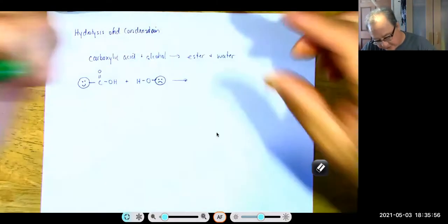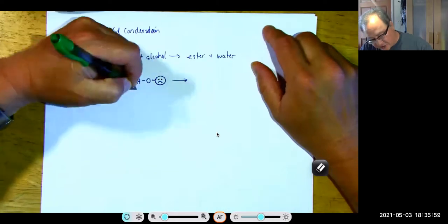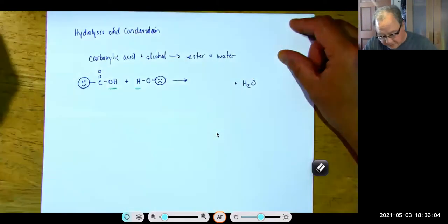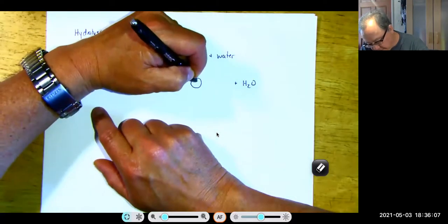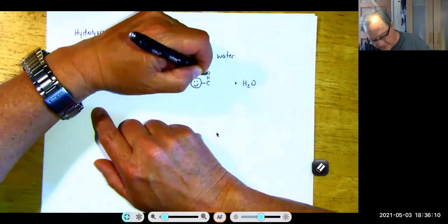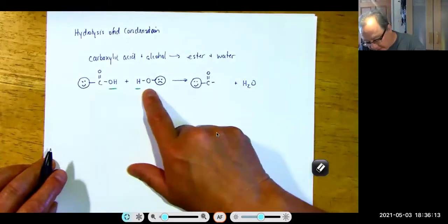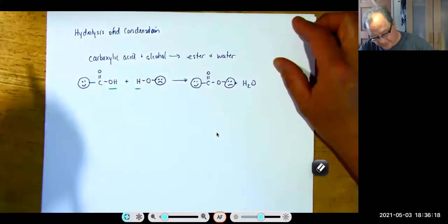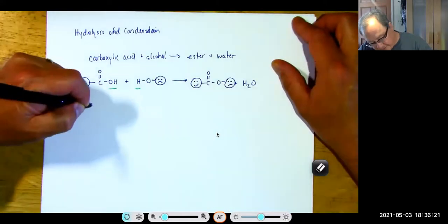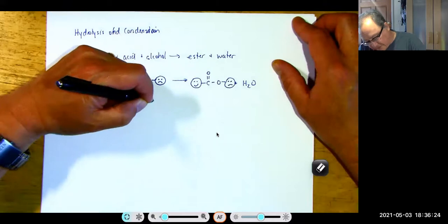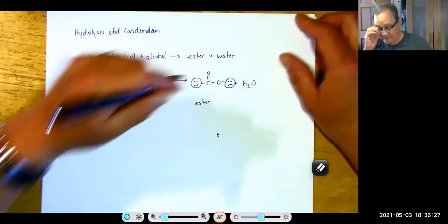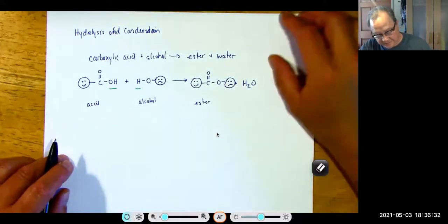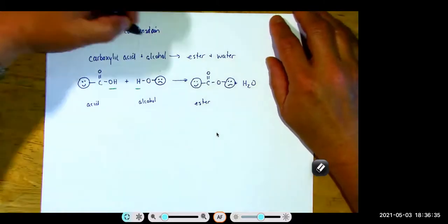What happens here is this OH and this H combine to make water. And this piece here that's left over, and this piece here that's left over, combine to make the ester. So this is your acid, this is your alcohol, and this is your ester. And this is called condensation.